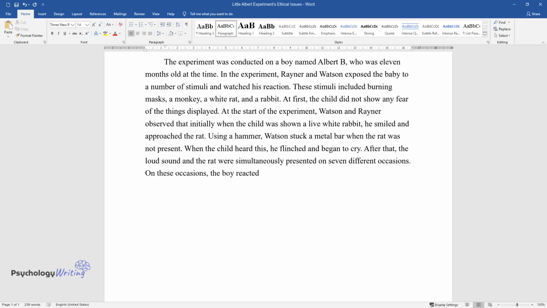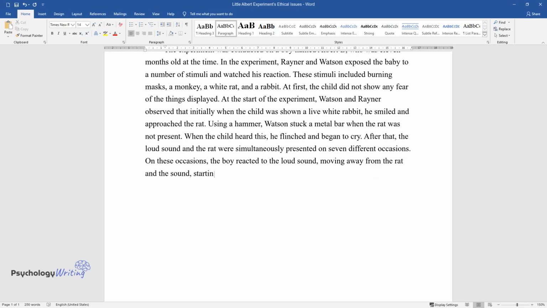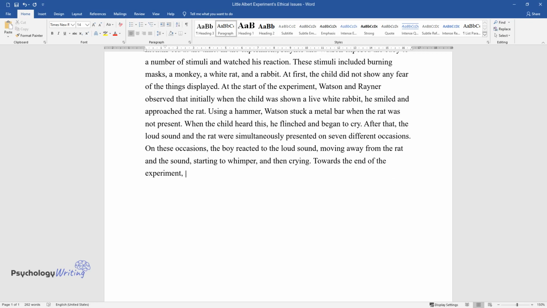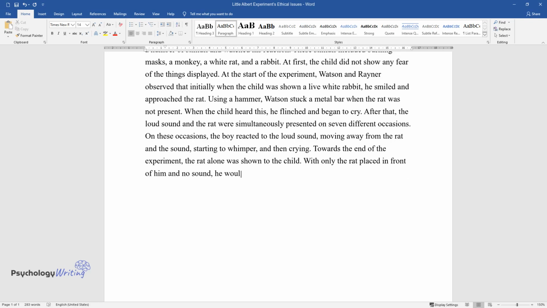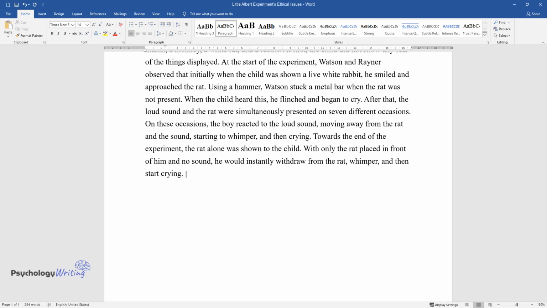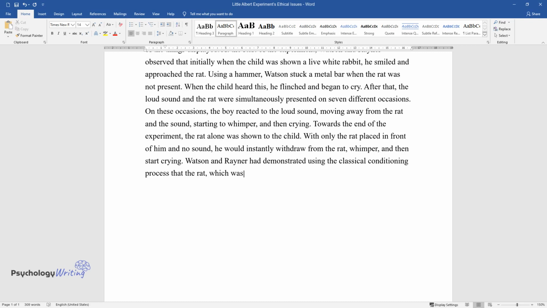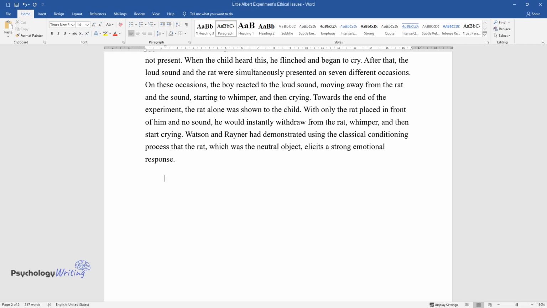On these occasions, the boy reacted to the loud sound, moving away from the rat and the sound, starting to whimper, and then crying. Towards the end of the experiment, the rat alone was shown to the child. With only the rat placed in front of him and no sound, he would instantly withdraw from the rat, whimper, and then start crying. Watson and Rayner had demonstrated using the classical conditioning process that the rat, which was the neutral object, elicits a strong emotional response.